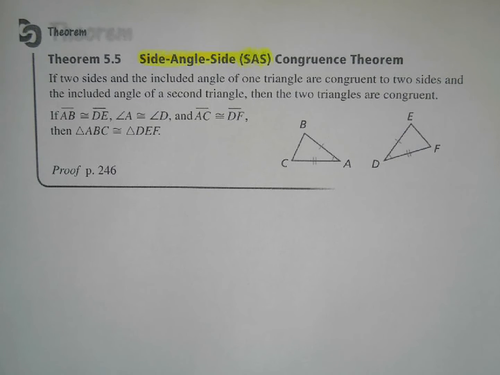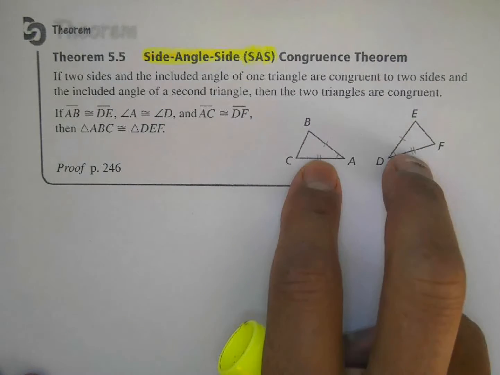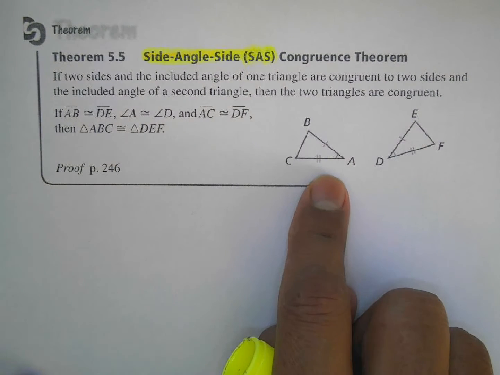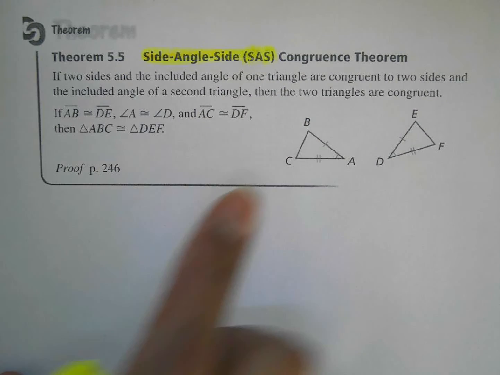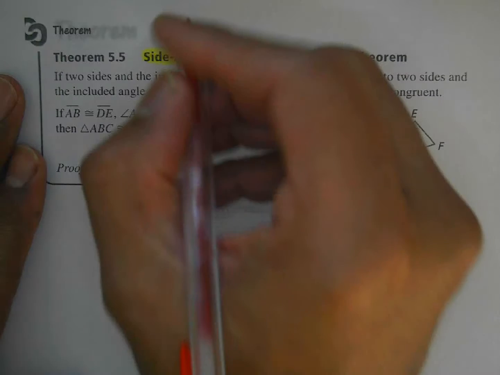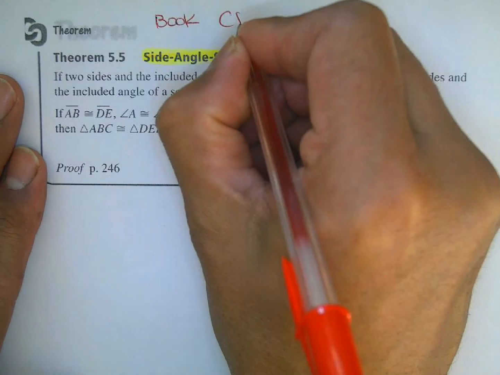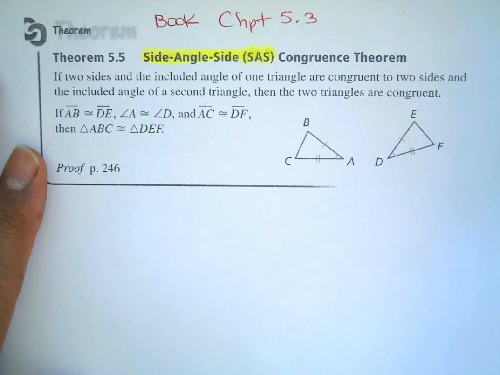We're just going to have to verify a side, an angle, and a side for two triangles. And if that holds true, we can claim that those triangles are congruent. I'm going to read this here for you and have you understand it. Remember, this is in your book, chapter 5.3. Okay?